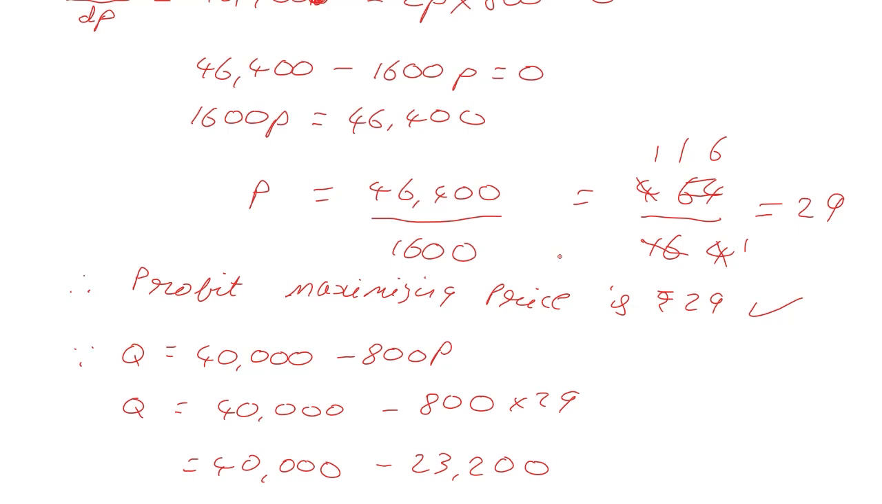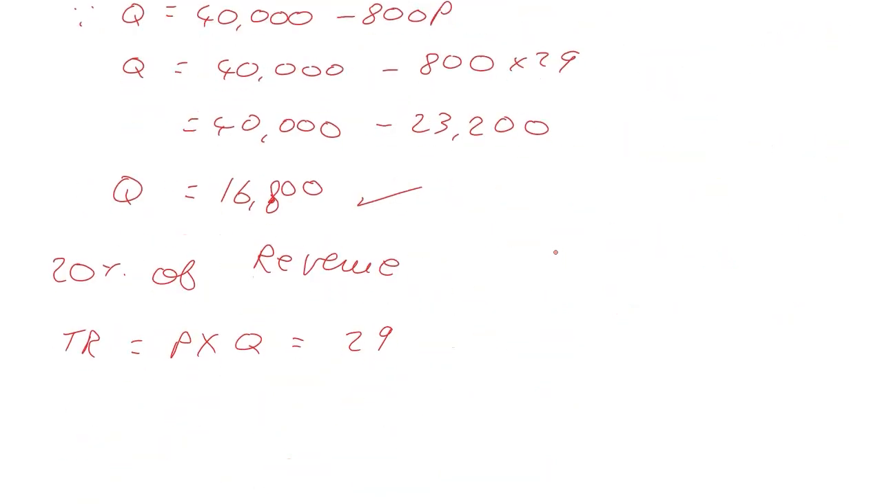16,800. And there doesn't seem to be any shortcut for us. If we want to calculate, we're going to have to do it the hard way. So, 16,800 into 29. 9 twos are 18, 9 sixes are 54.